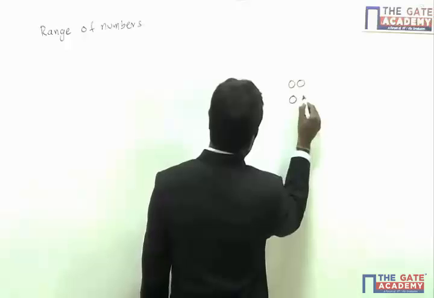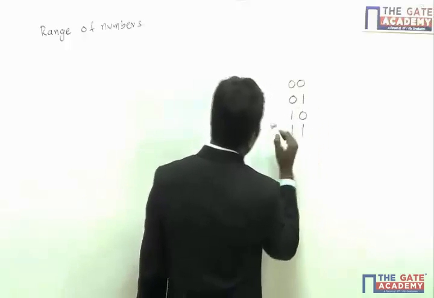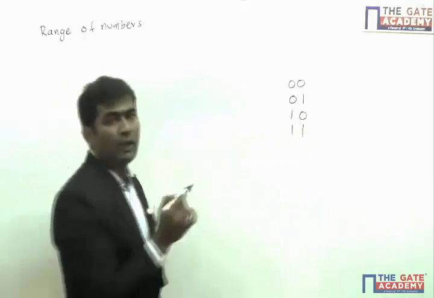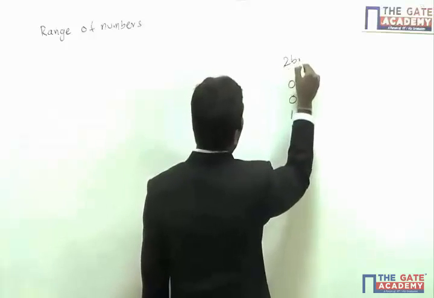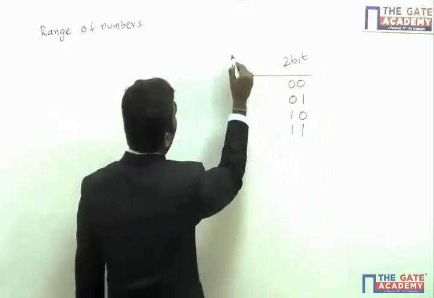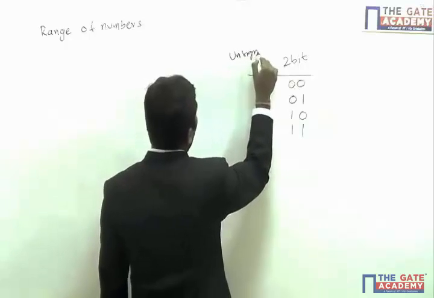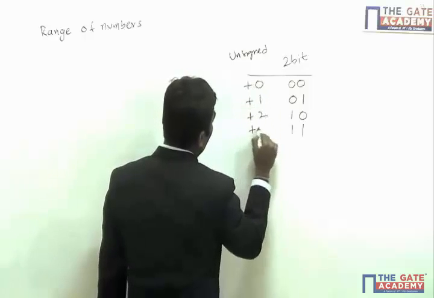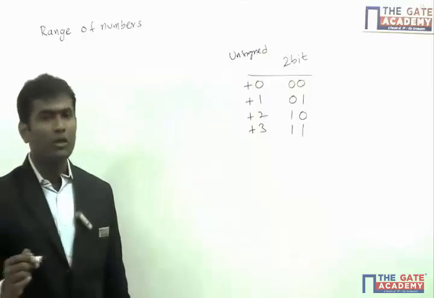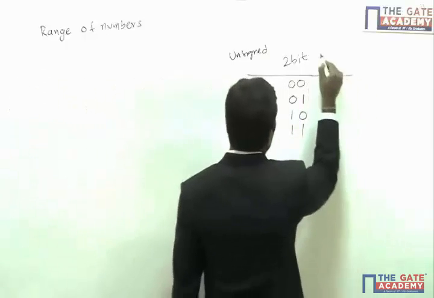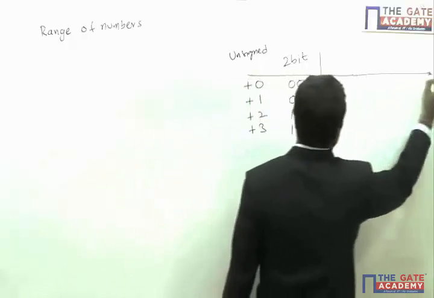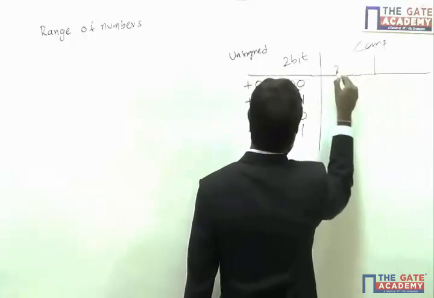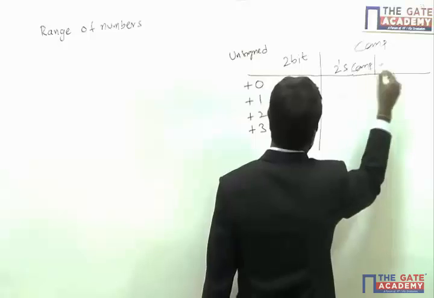0 0, 0 1, 1 0, 1 1. Then I will map it for a 3-bit thing. So in terms of a 2-bit code, and in terms of an unsigned representation, plus 0, plus 1, plus 2, plus 3, a straightforward scenario. Now when I put this in terms of complement representation, I have 2's complement and 1's complement representation.